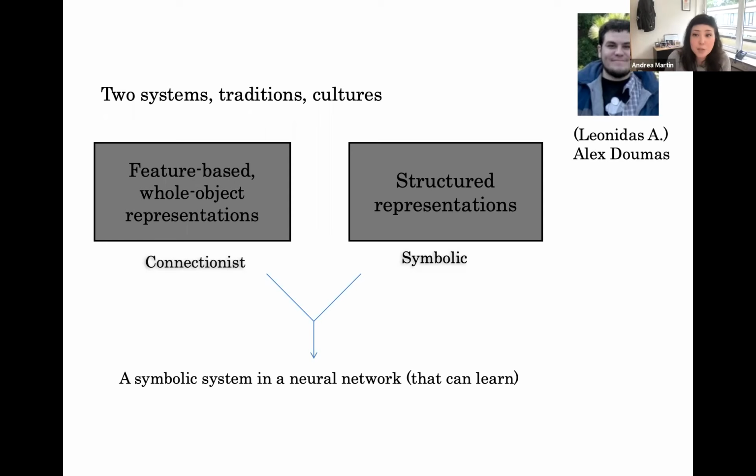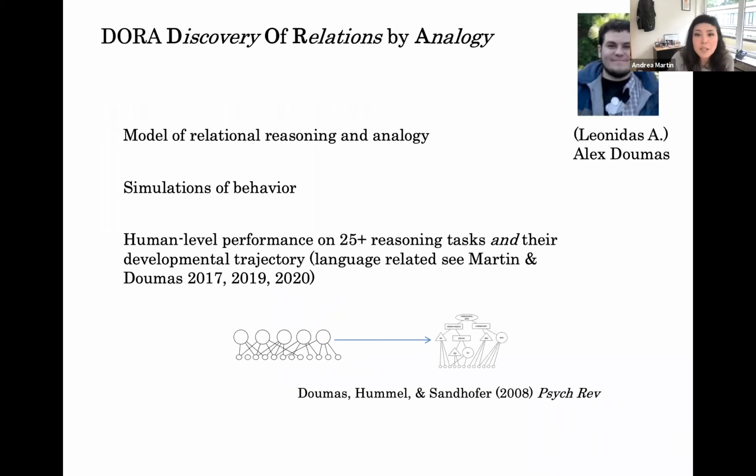But John Hummel and Alex Doumas have pioneered this symbolic connectionist tradition, which represents, to my mind, a really great synthesis of what's often seen as a great ontological and epistemological divide between whole feature-based whole object representations versus structured representations. You can carve that up as traditional connectionist approaches versus symbolic approaches. But these can actually be fused together. And this has culminated in a model called DORA, or the Discovery of Relations by Analogy, which is descended from LISA.